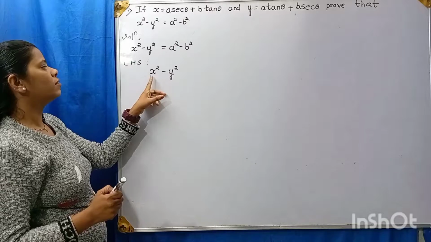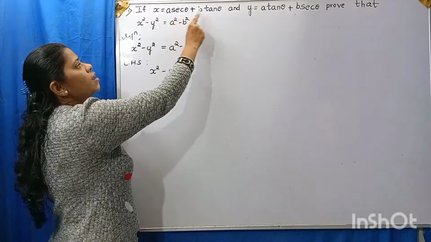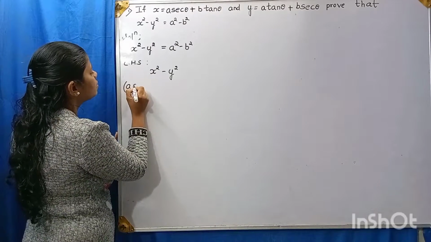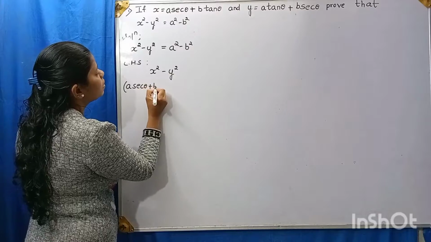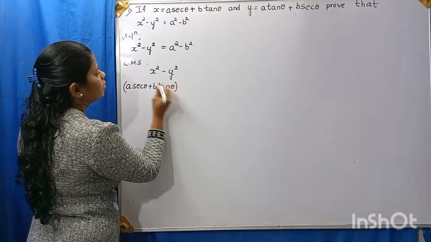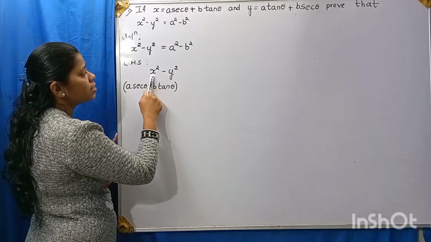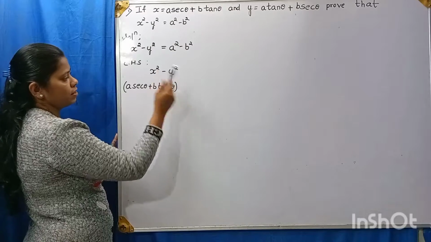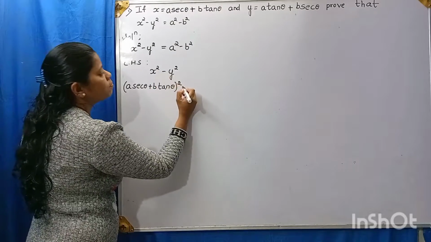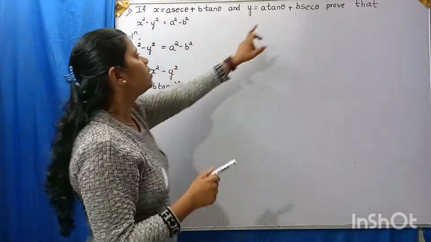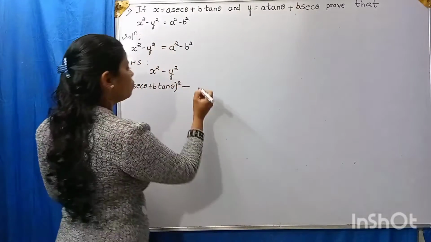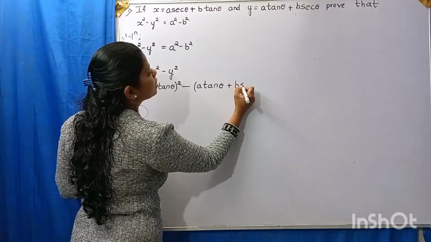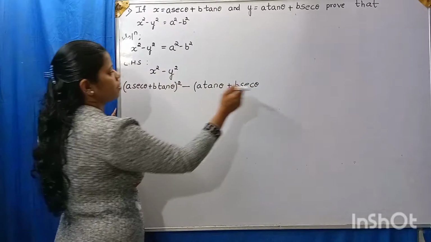Now substitute the value here. X means what? A secant theta plus b tan theta. It is already given in the problem. The whole square, because x the whole square. The value of x is a secant theta plus b tan theta square. Minus y square, that is a tan theta plus b secant theta. Y is what? A tan theta plus b secant theta. The whole square, right?